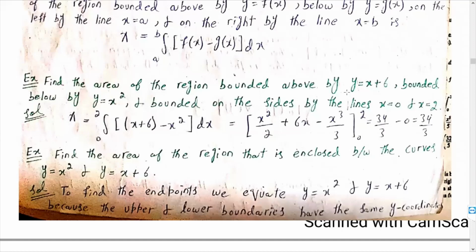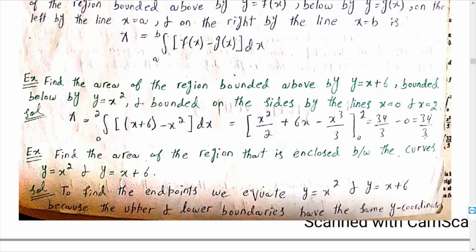So here it's clearly stated which function is above and which is below. So above function minus below function. This means x plus 6 minus x squared dx, and the limits are from 0 to 2. So integrate this expression, and you get the area between the curves.